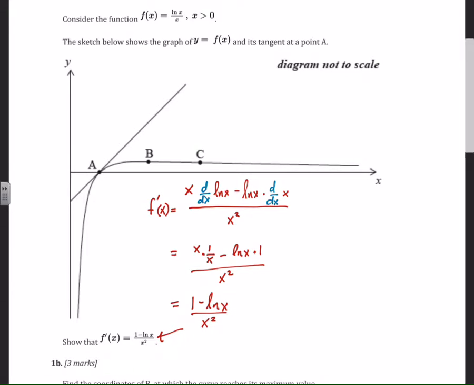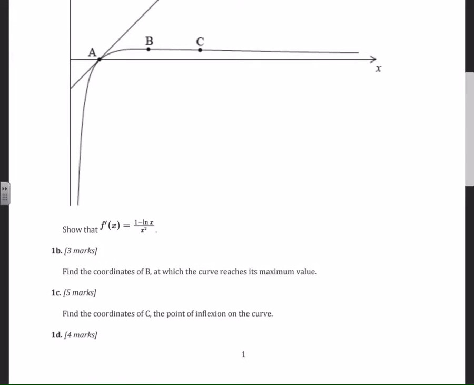So it's all good. The next part of the question is asking for the coordinates of b at which the curve reaches its maximum value. So basically, the slope of the tangent line at b is going to be 0, which is a maximum value because we're going to continue to go down from there, apparently. And they already told us it's a maximum, so that's a little beneficial. We don't have to verify or classify the type of stationary point we get.